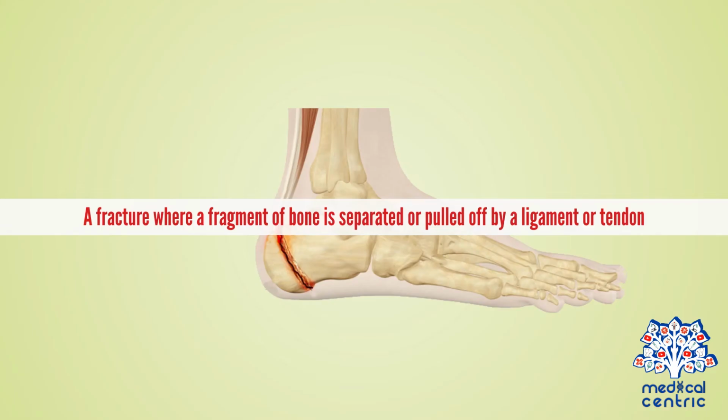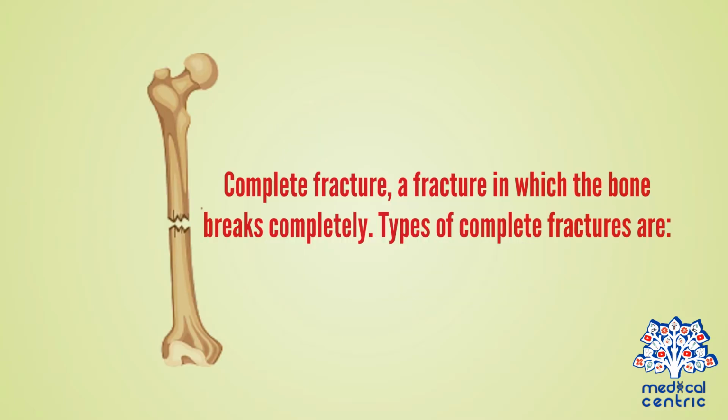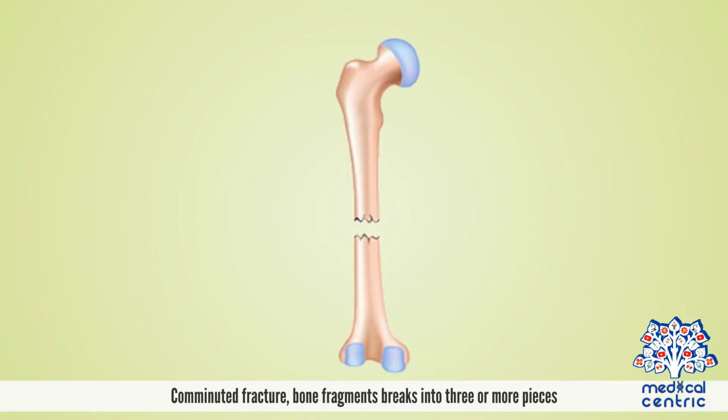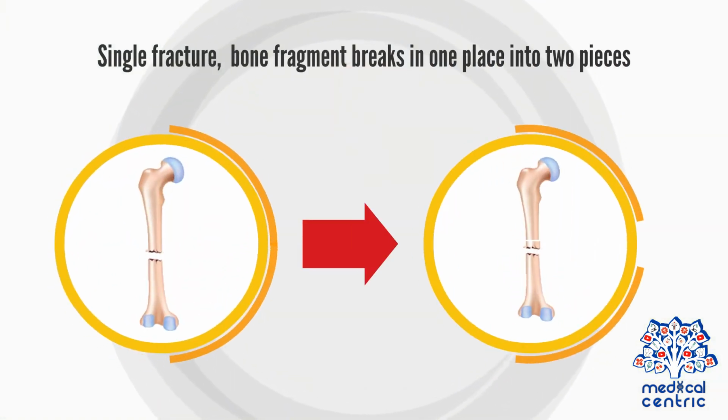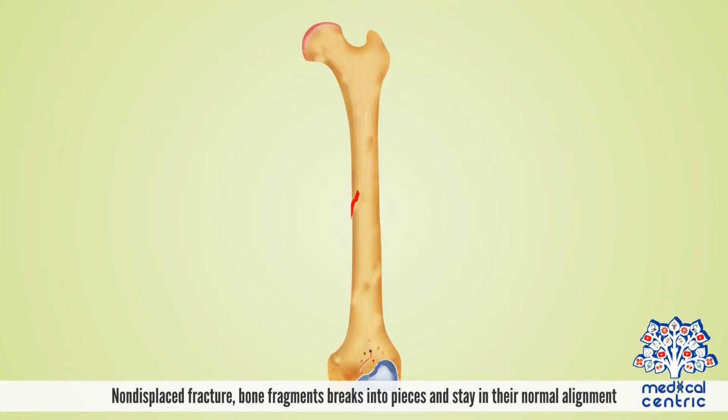Avulsion fracture. A fracture where a fragment of bone is separated or pulled off by a ligament or tendon. Complete fracture. A fracture in which the bone breaks completely. Types of complete fractures are comminuted fracture. Bone fragments break into 3 or more pieces. Single fracture. Bone fragment breaks in one place into 2 pieces.